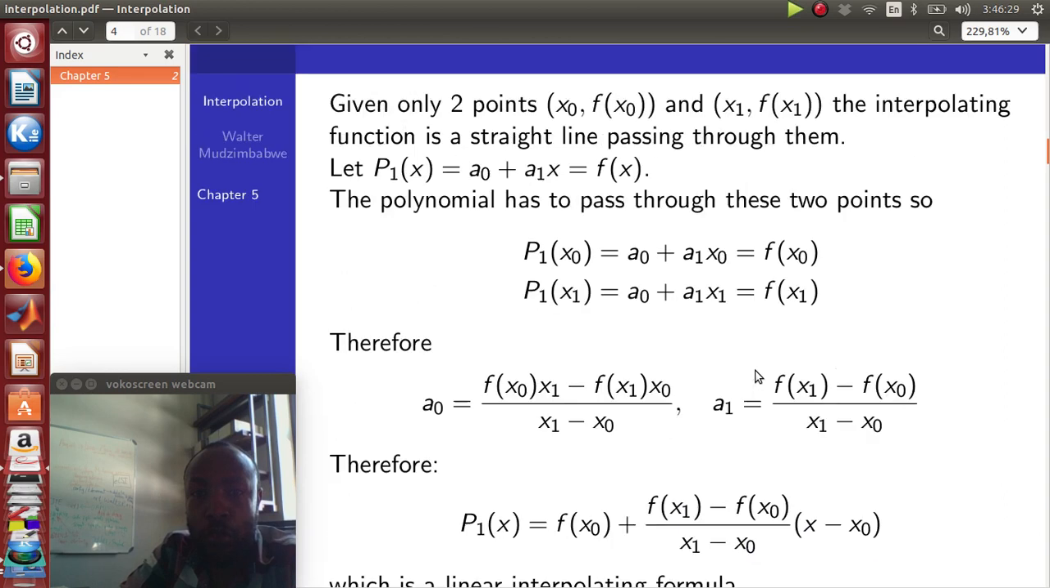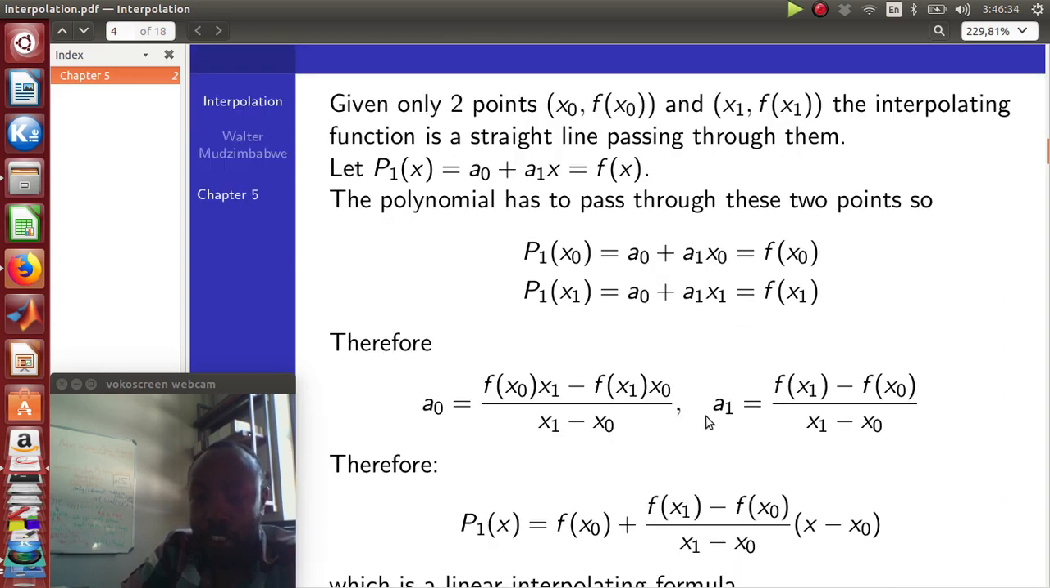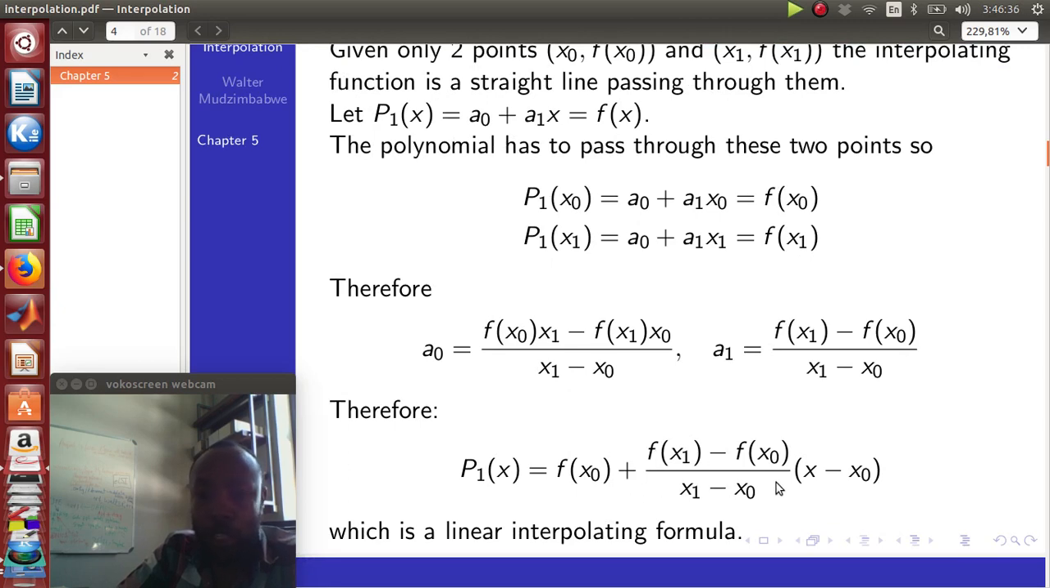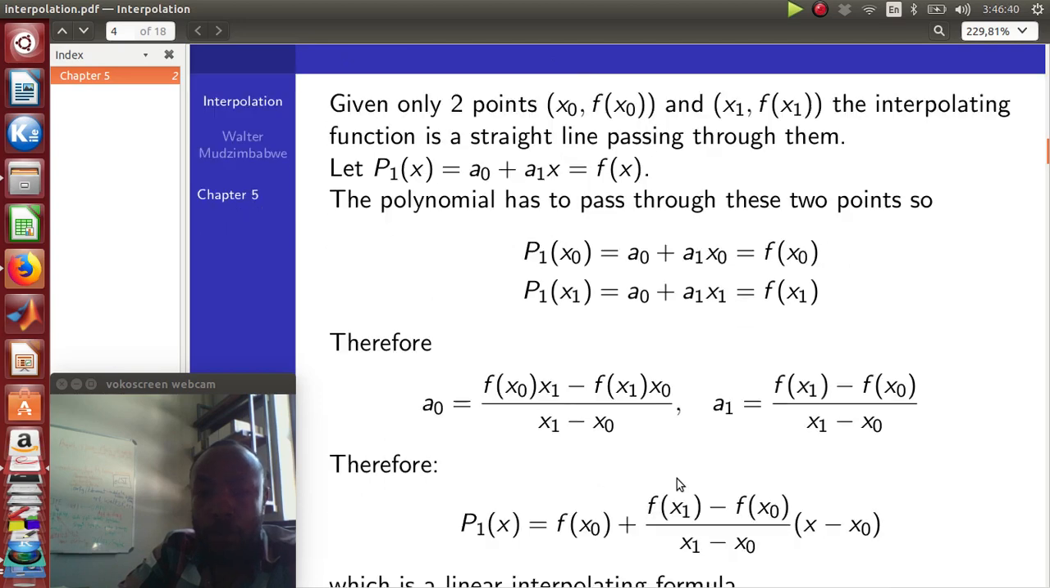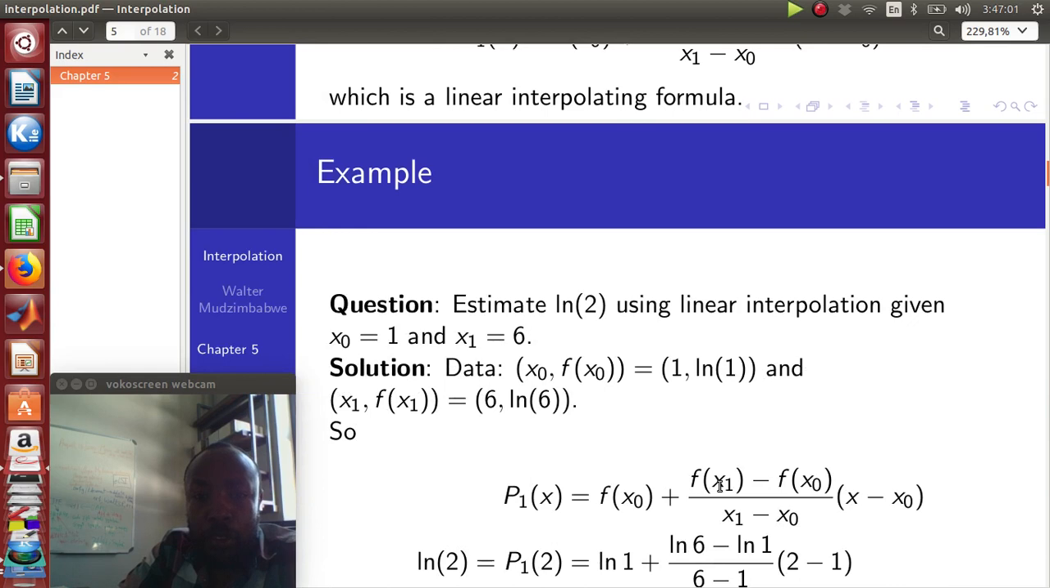So this gives you a formula for doing linear interpolation between 2 points. There is not much reason why you would want to memorize this formula, because you can always go through the process of fitting your 2 points and then find your a naught and a1. So there is not really a point of trying to remember this. But let's look at an example to see how these things work.